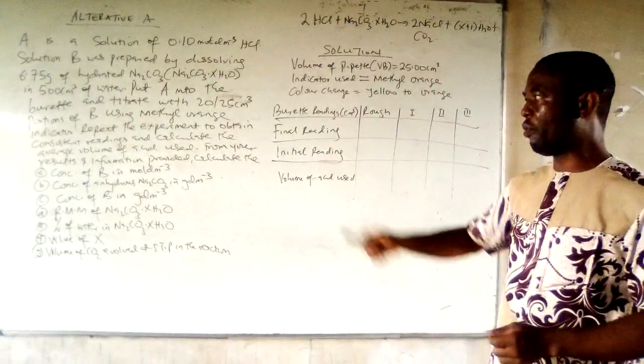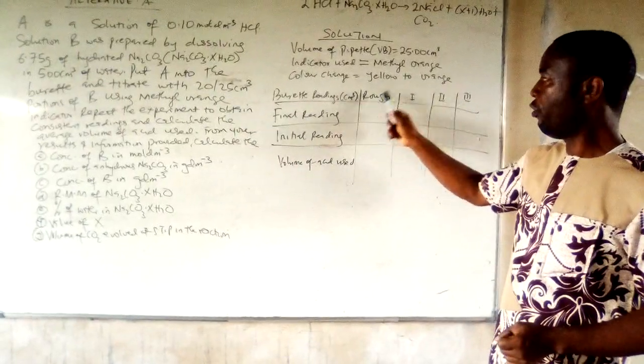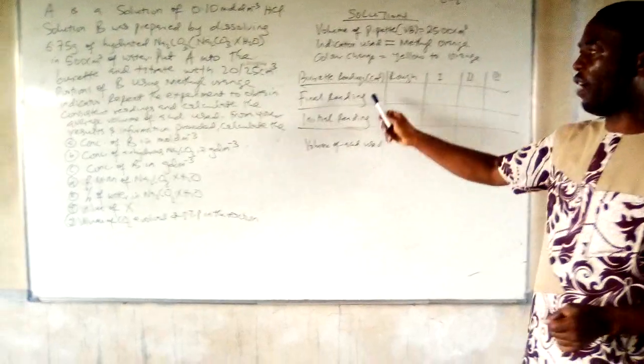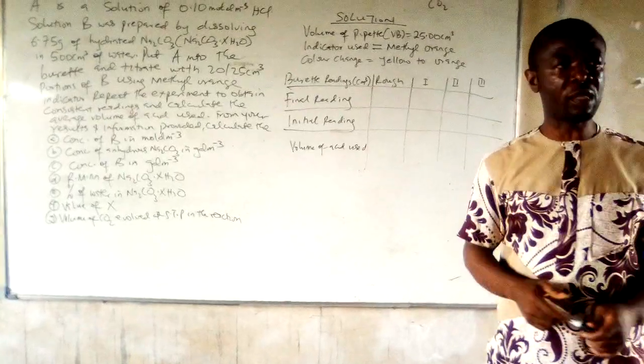You draw your table, burette reading, making sure you indicate your unit, cm cube. Rough, first, second, third, final reading, initial and progressive yields. So we're going to start the experiment now.